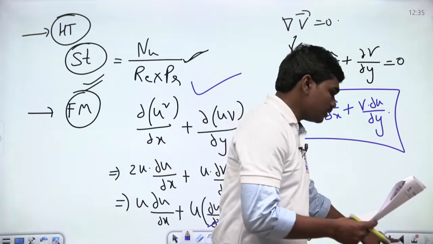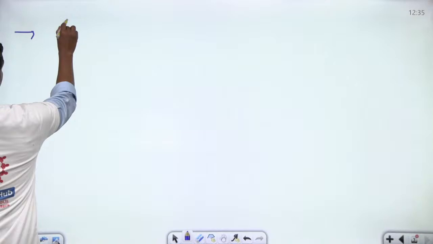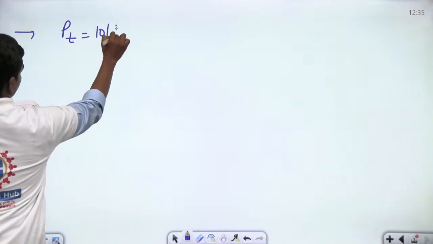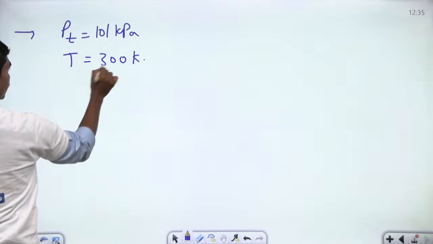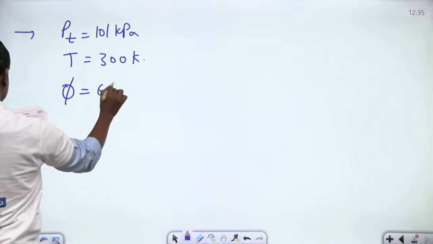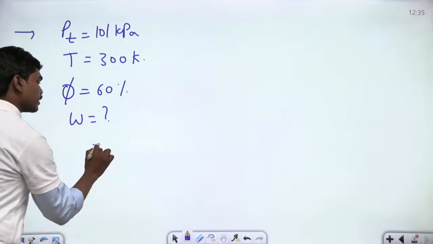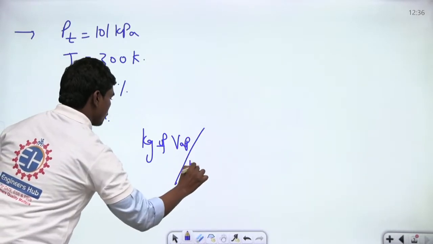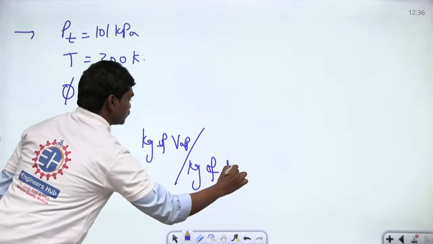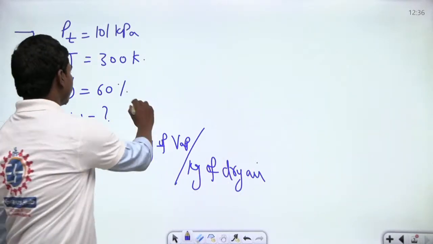Again, there is one question from psychrometry. They are asking you for some total pressure given as 101 kilopascals, temperature is also given as 300 Kelvin, and relative humidity phi is 60%. That's what is given, and they are asking you for specific humidity. Specific humidity is nothing but kg of water vapor that you have per kg of dry air.